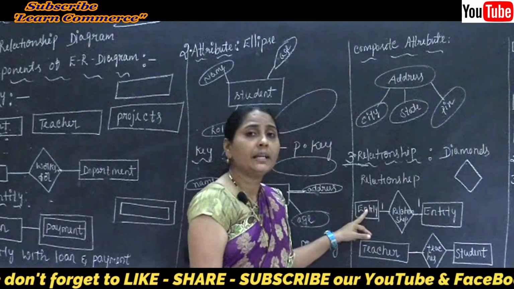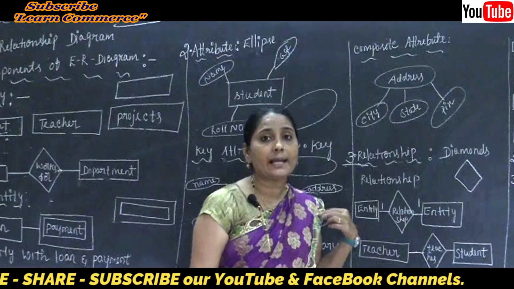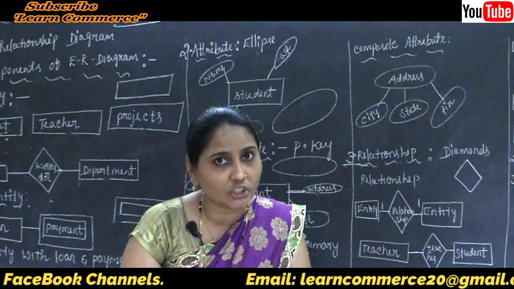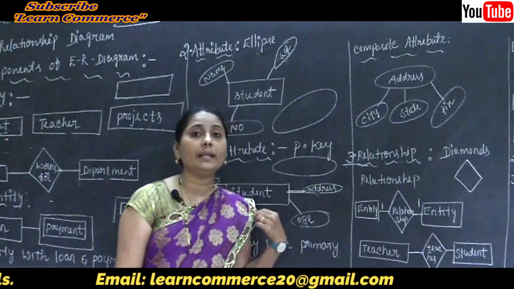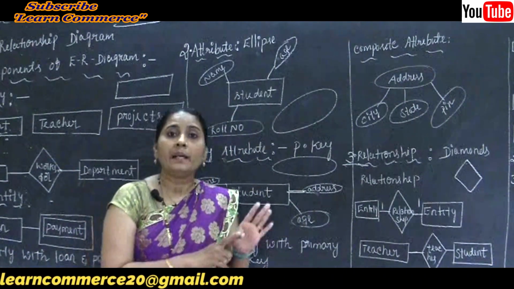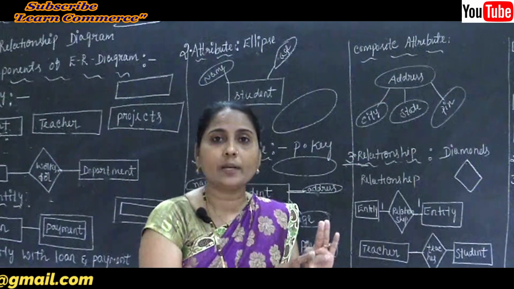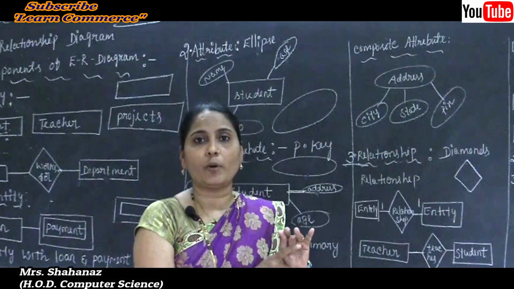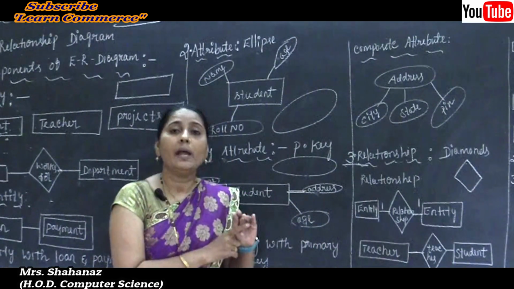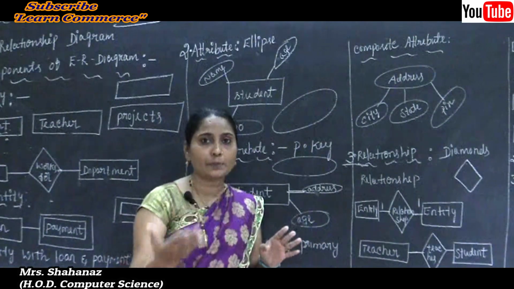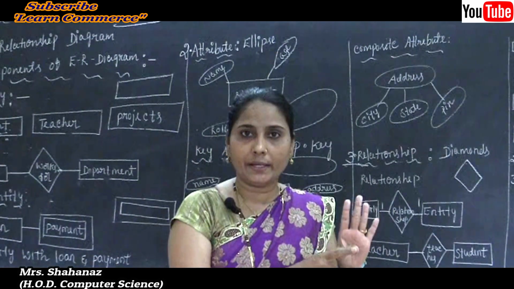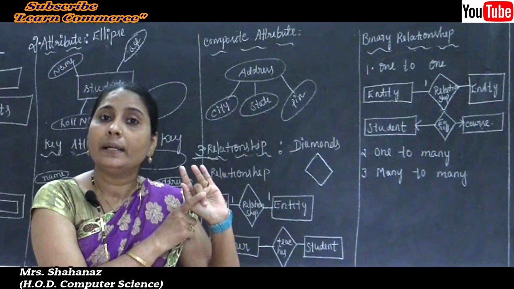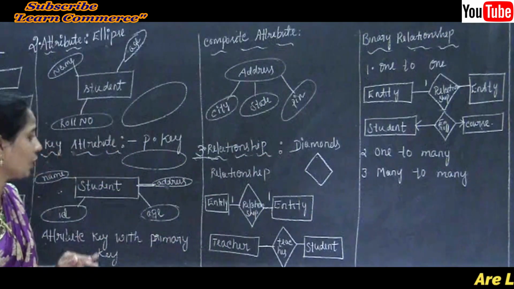There are three types of relationship that exist between the entities here. What are the three types of relationship existing between the tables? The first is the binary relationship, the second is the recursive relationship, and the third is the ternary relationship.